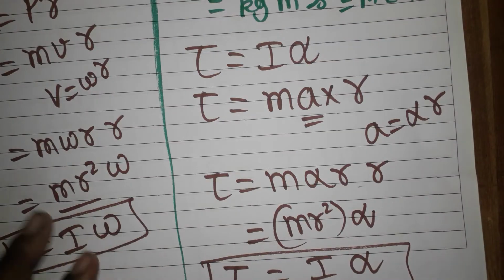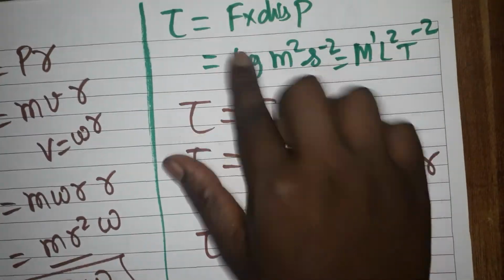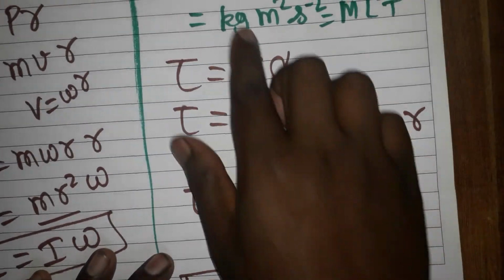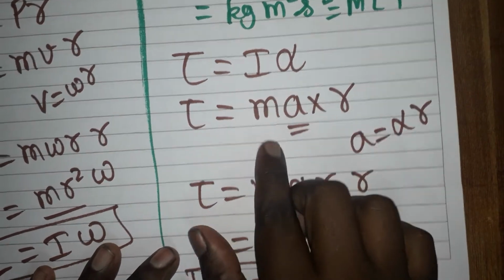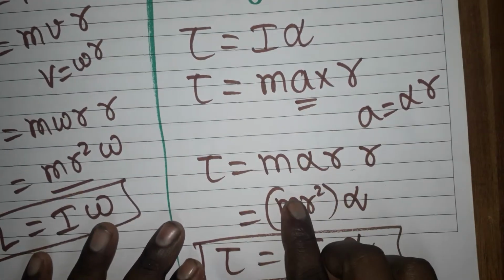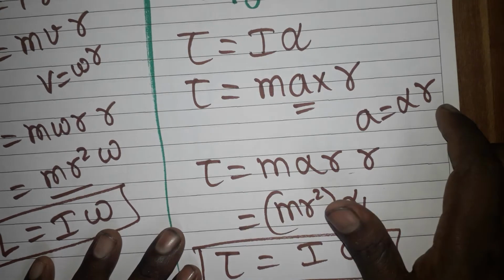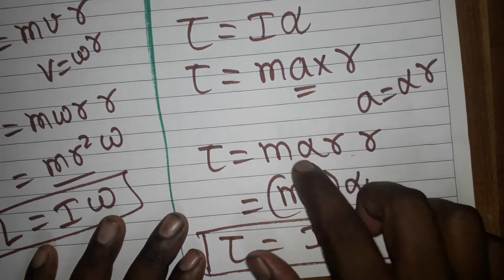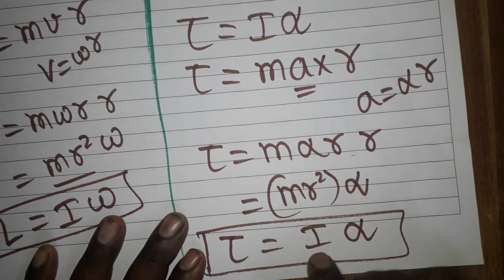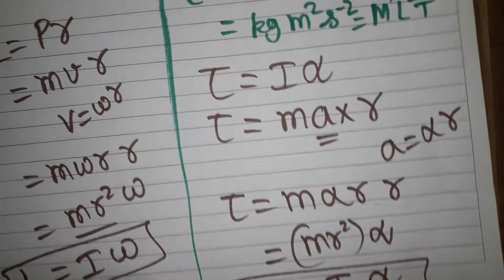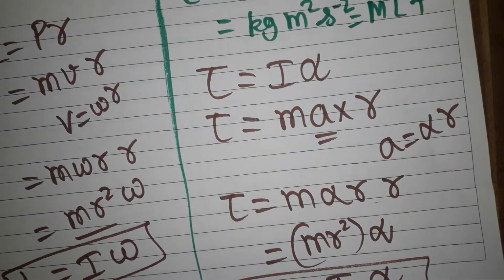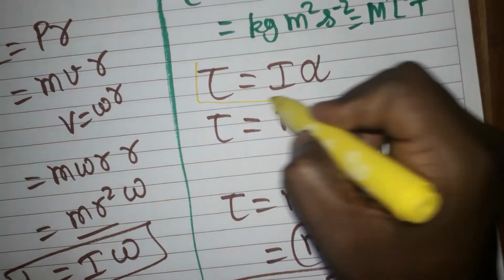Now for torque, another formula we can have is I alpha. Torque is equal to force into perpendicular distance, and force is mass into acceleration. Acceleration is alpha times r, so mass into alpha r, times r gives m r square, which is inertia. Torque is equal to I alpha. This is a relation of torque equal to I alpha. It's one of the main equations.